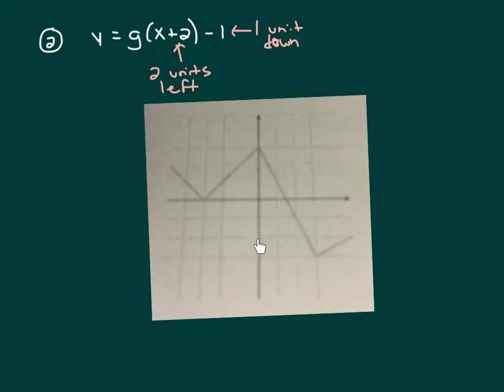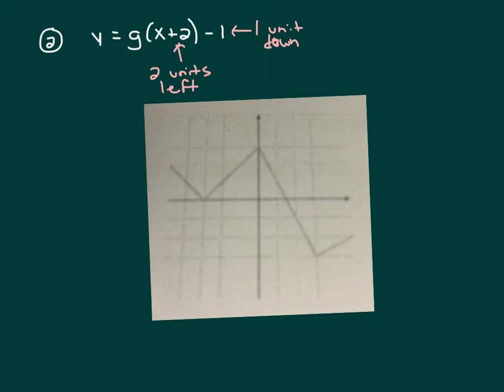All right, in number 2, they give us a picture of g of x right here, and what they want us to do is graph this equation. Now, you can see here, this plus 2 within the parentheses tells us that we're shifting our graph 2 units to the left, and then this minus 1 at the end tells us we're shifting our graph 1 unit down. So you can just individually go through and shift whatever points you can.